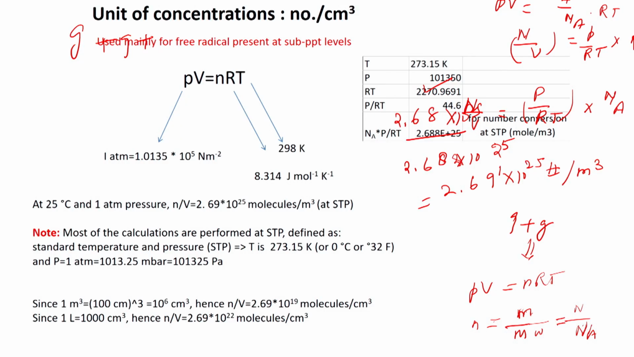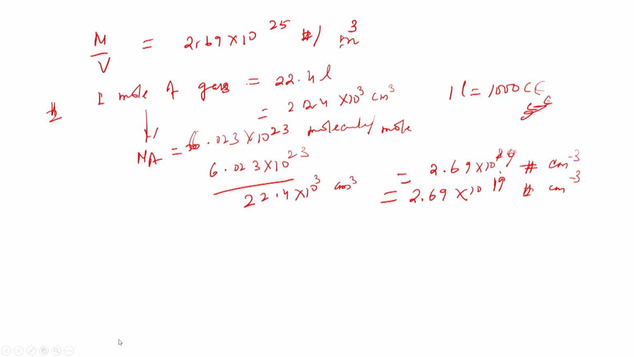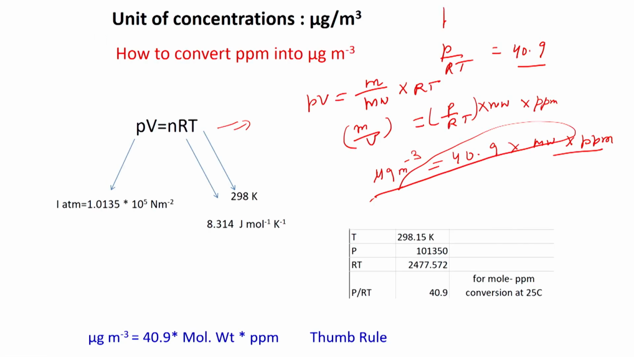Again you can see how the calculations are done, I have given them here. Sometimes, just to confuse you, the numbers are given in terms of molecules per centimeter square, sometimes molecules per meter square. So you have to remember which unit you have been given. Just remember these things and do some calculations as I suggested, otherwise it will be very difficult. Just remember this equation: microgram per cubic meter is actually 40.9 times molecular weight times ppm.